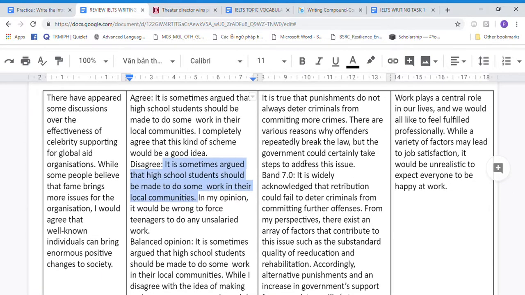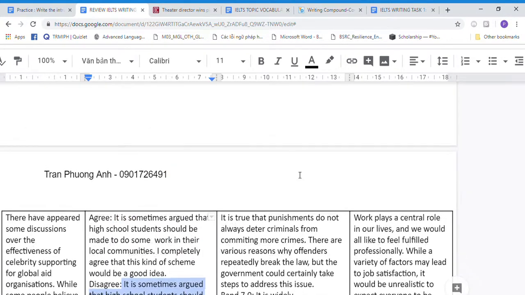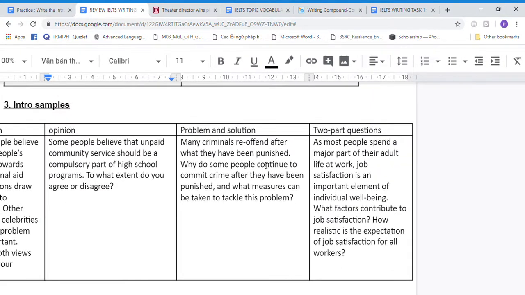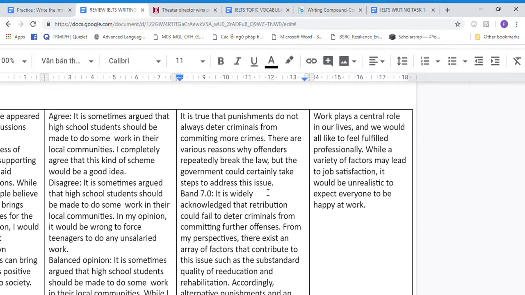Đó. Nó chỉ khác nhau cái phần nêu ra ý kiến của mình. Ở cách viết mở bài cho dạng thứ 3 là problem and solution thì mình sẽ thấy rằng câu hỏi lúc nào mình cũng phải hỏi là lý do tại sao có cái problem này, và cái measure hay là cái solution để giải quyết cái vấn đề đó.